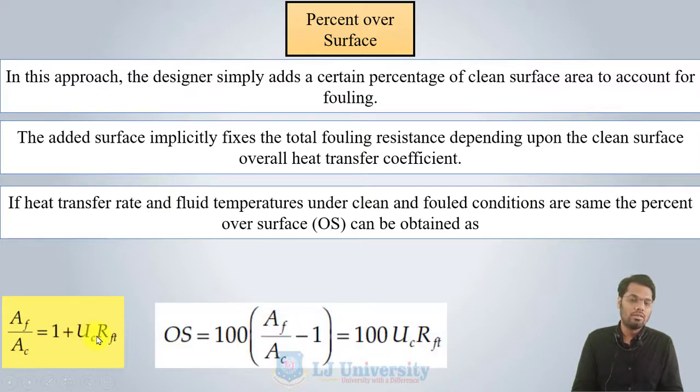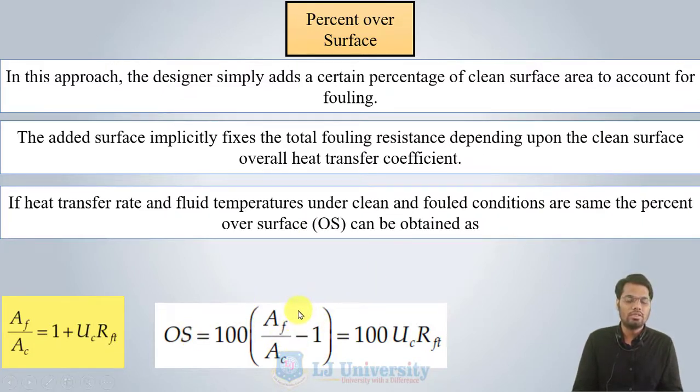From this equation, we can write AF by AC minus 1 equals UC into RF. Multiplying by 100 on both sides, if the heat transfer rate and fluid temperatures under clean and fouled conditions are the same, the percent over surface, OS, can be obtained by using this equation.